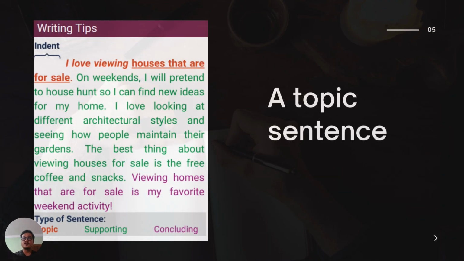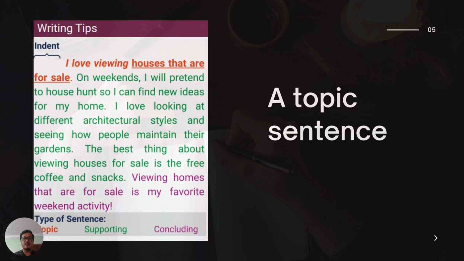Now let us discuss the three parts separately. A topic sentence has two main parts: a topic and a controlling idea. In this example, it is highlighted in red. The topic shows what a paragraph is about. That is, viewing houses, and the controlling idea, that is underlined in red, shows why the writer is talking about the topic. This sentence sets the tone and gives the reader a clear expectation of what will follow.